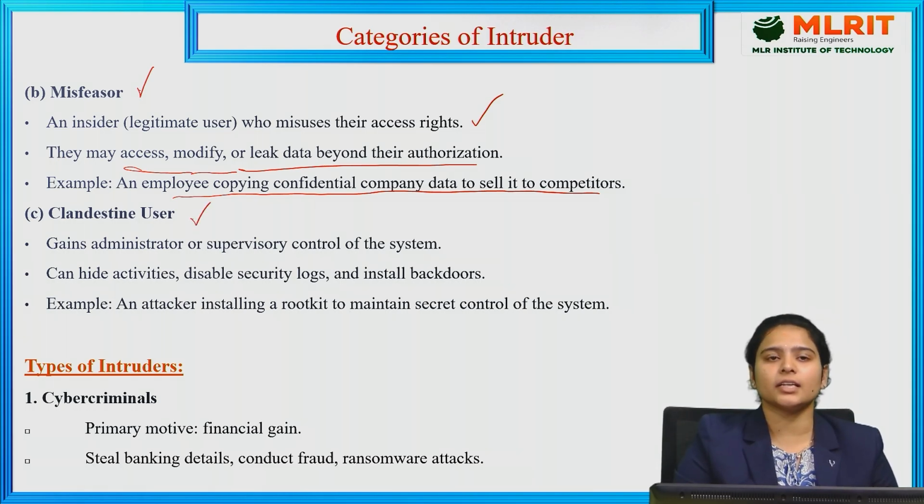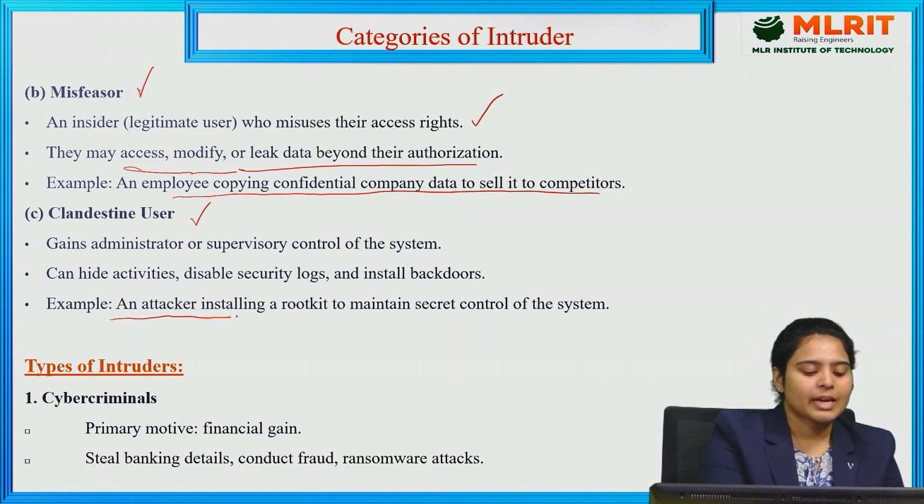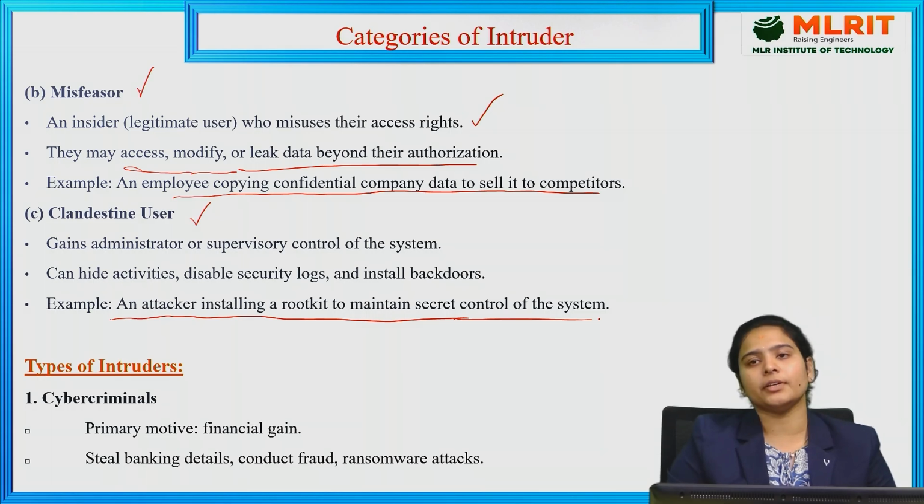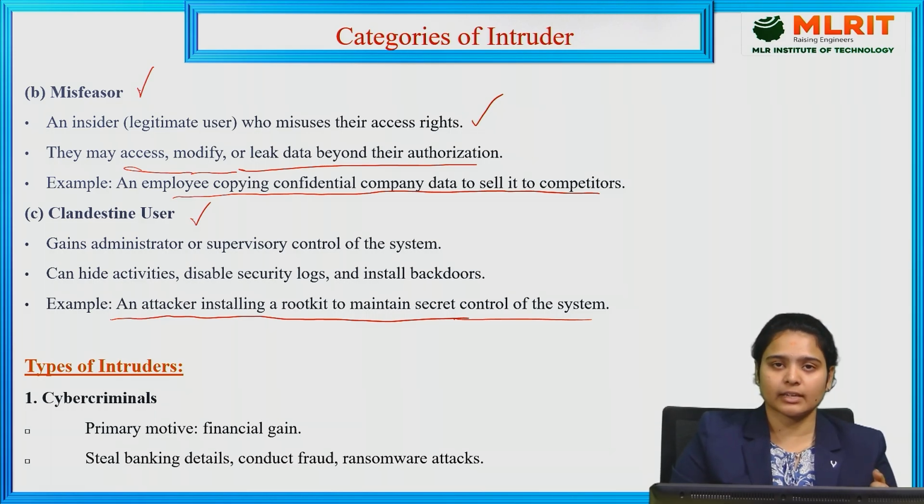The next one is the clandestine user. A clandestine user gains administrator or supervisory control of the system, so it can hide activities and security logs and install backdoors. That is the main purpose of the clandestine user. For example, an attacker installing a rootkit to maintain secret control of the system. The system is already in the grip of the attacker, and it is not secure.